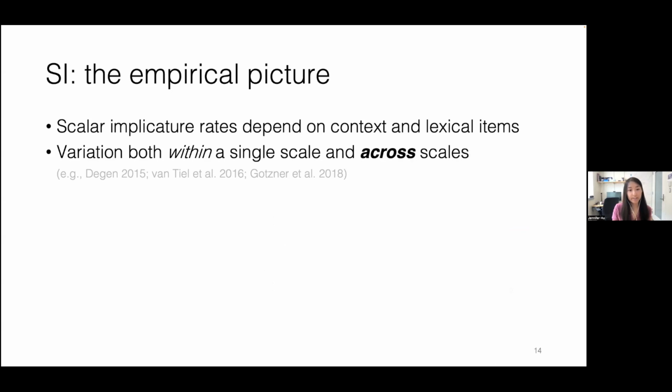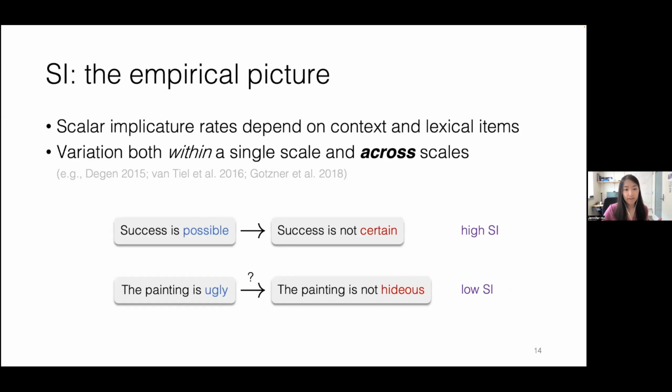There's also a lot of variation in these scalar inference rates across different scales. For example, the scale formed by the adjectives "possible" and "certain," or "ugly" and "hideous." In a different set of experiments, it was shown that humans are highly likely to infer that "success is possible" implies "success is not certain," but they were not likely to infer that "the painting is ugly" implies "the painting is not hideous."